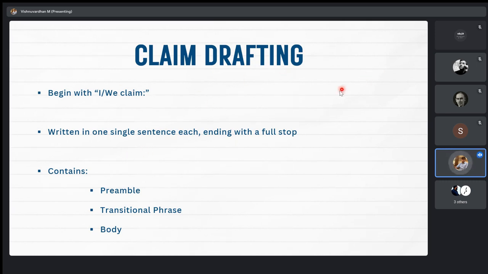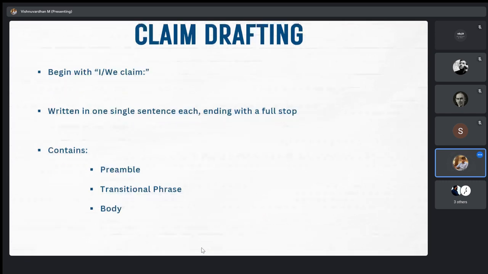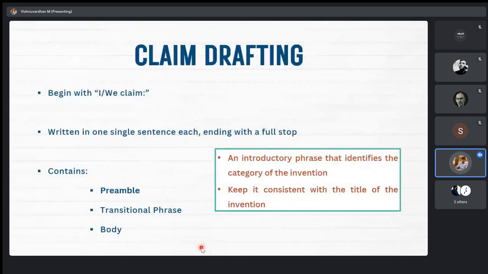The claim also has three parts. A claim contains a preamble, a transitional phrase, and a body. Listen, pay attention over here. Be very focused. So the preamble is an introductory phrase that identifies the category of the invention. What this means is, what is your invention? Pretty much put your title there. That is the preamble.